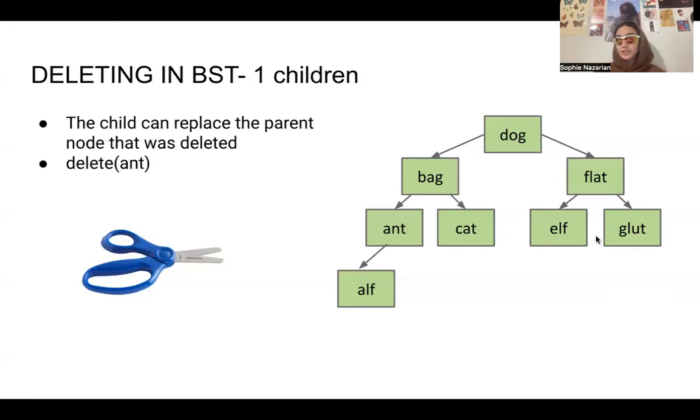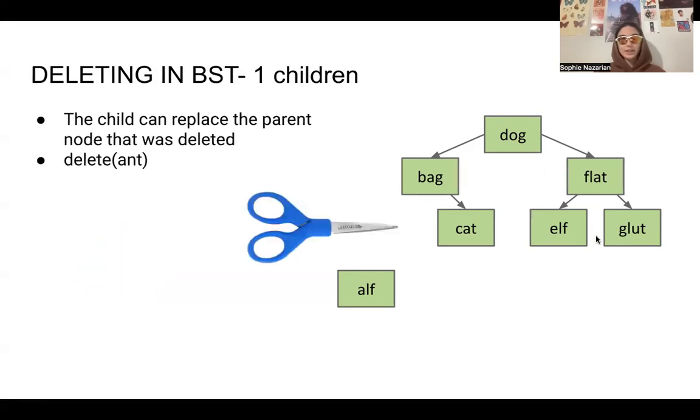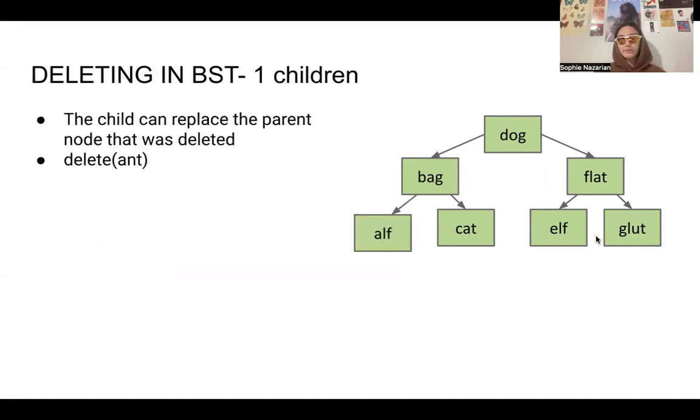The second case, what if it does have a child? What if it has one child? In this case, once again, because BSTs follow a specific set of strict rules, you can just replace the node we're cutting with its child. What does this mean? Let's say we want to cut out ant. We cut ant out. We can just move ant's child, Alf, to where ant originally was. So we just take bag, glue it onto Alf, and this is what the new tree would look like. Once again, if you notice, this doesn't violate any of the rules. It still follows the greater than or less than structure, and it most likely will when we're cutting out one child.